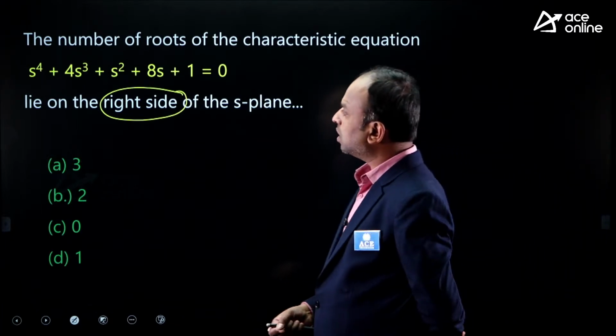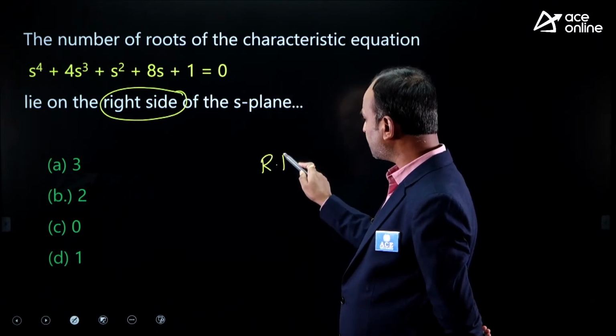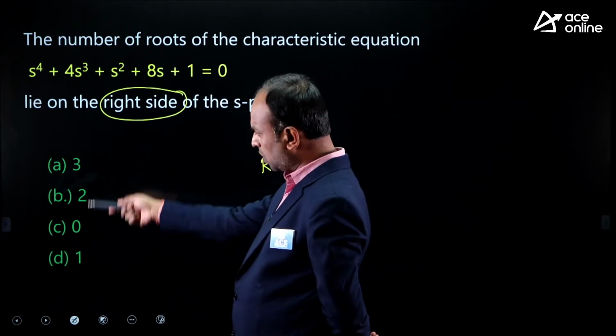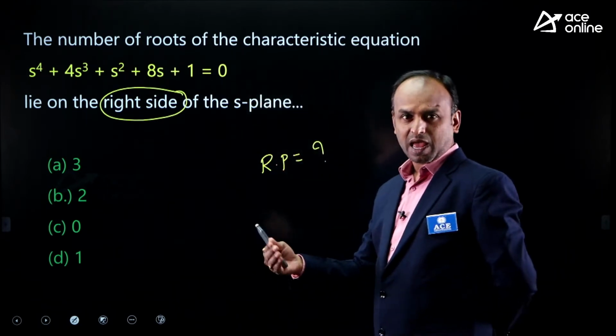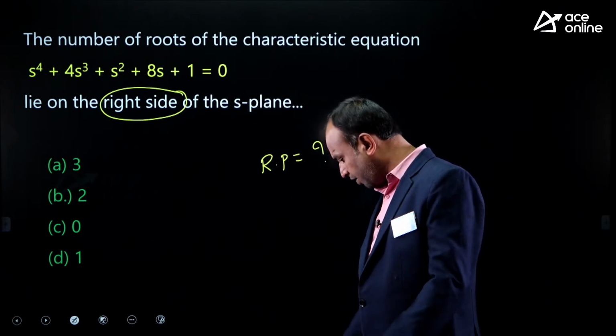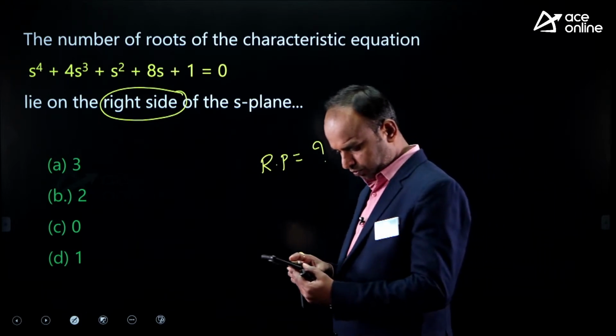While writing, you have to type RP, right side poles equal to dash. Don't give the options; simply write RP equal to the answer so that I can identify.